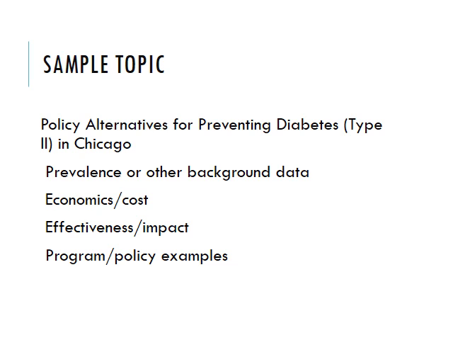This is the topic that I chose for us to use as an example, preventing type 2 diabetes in Chicago. We want prevalence or other background data, information on the economic impact of the disease, the effectiveness of various policy approaches, as well as some specific examples. And we can find all but the first very easily in scholarly journals. Background data are usually more often found by going directly to the source. For example, a data set from the CDC, which would be on their website rather than in a scholarly journal.